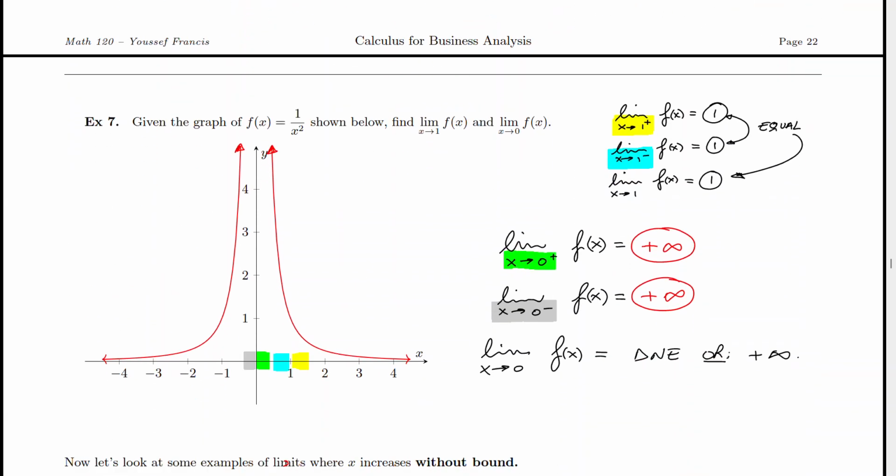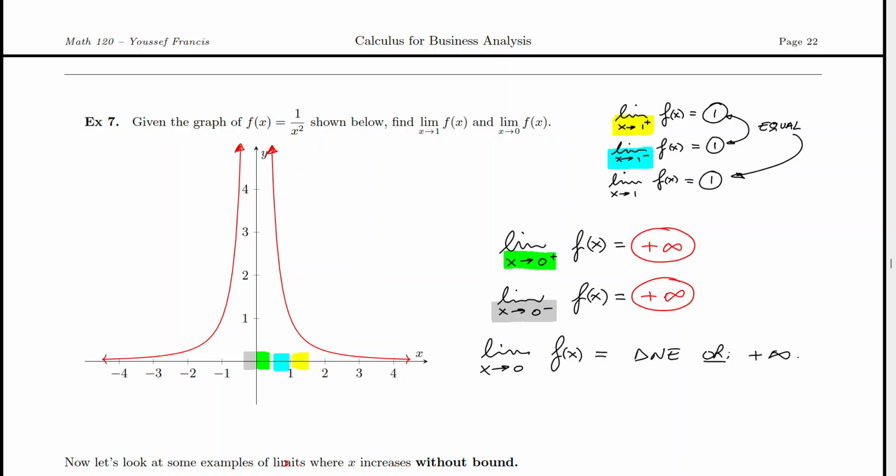But for 1 over x squared, the minor difference is that both of these limits, even though they're not equal, they're both in the positive direction of infinity, right? These guys are still not the same number because infinity does not represent a number, it represents an idea. And since they are both positive, I can say that the limit at 0 is also plus infinity.